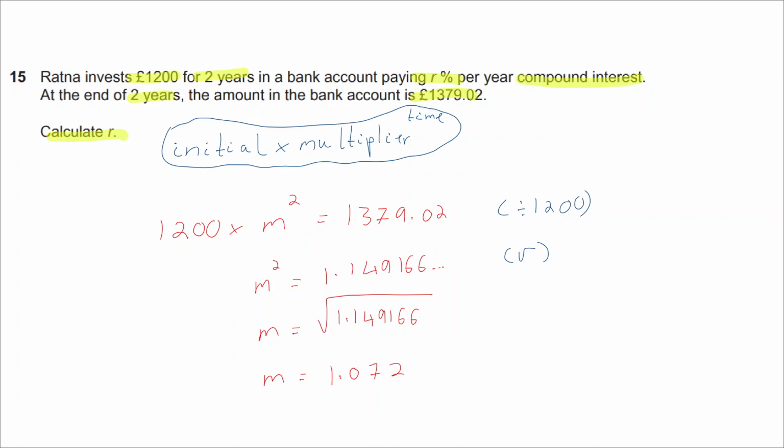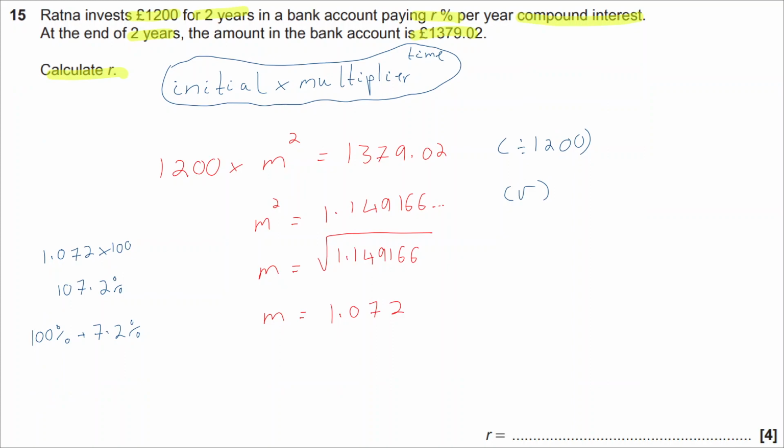Now this is your multiplier, okay? This as a percentage is going to be 1.072, and you would times it by 100 to get the percentage here, which would be 107.2%. So what you've done is you always begin at 100%, and they added on a 7.2% rate of interest to get you to 107.2. So the rate of interest, our percent, must have been 7.2%, and that is going to be your answer.